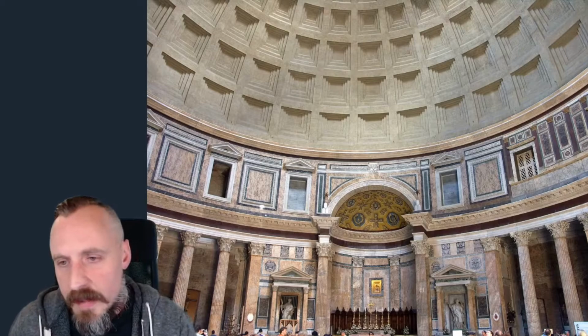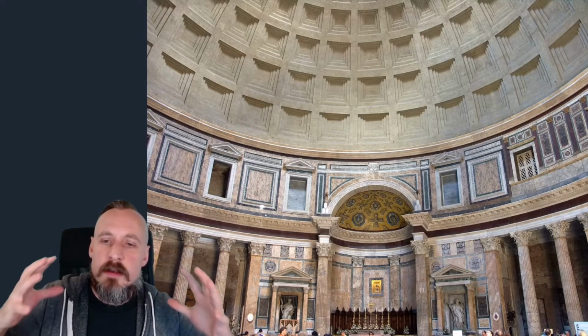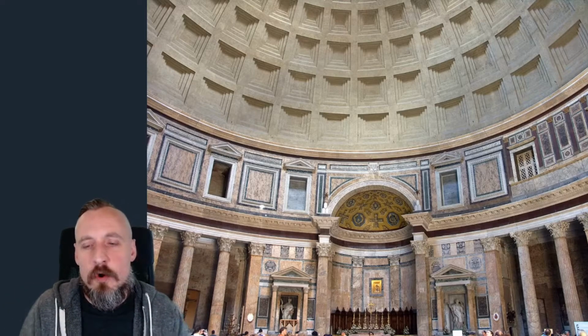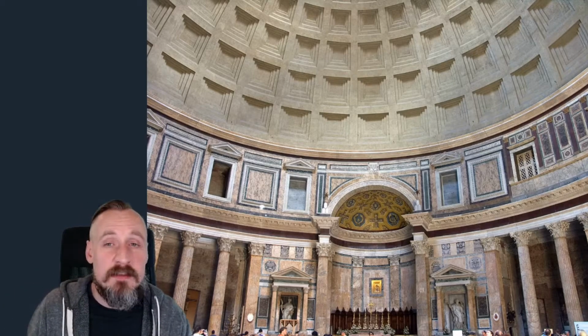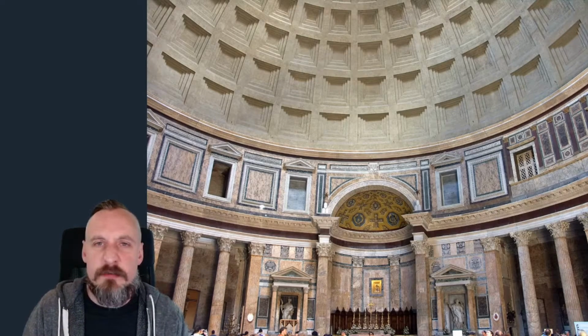You can see here that the dome is a perfect circle that goes up, but what you can't see is that the walls at the bottom are over 21 feet thick, and at the top, near the hole in the top called the oculus, they're about 3 feet thick.